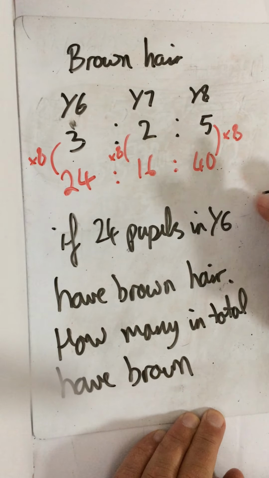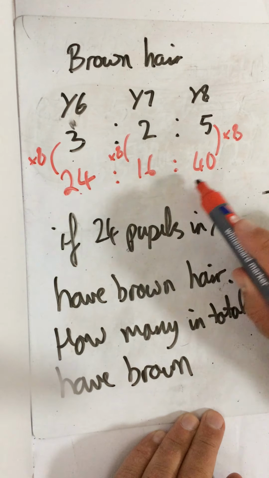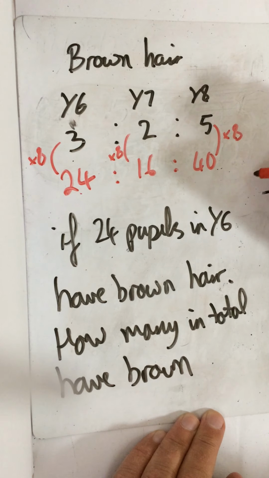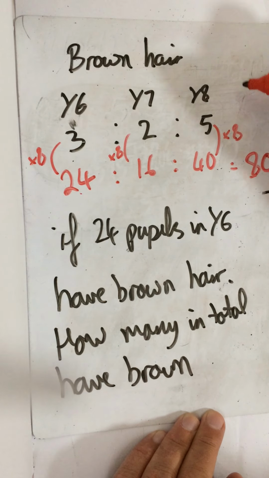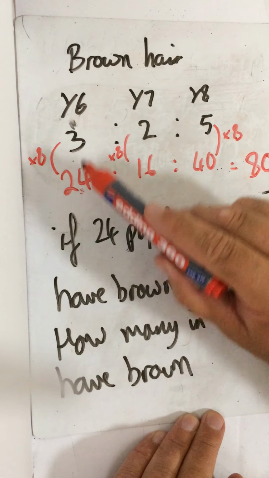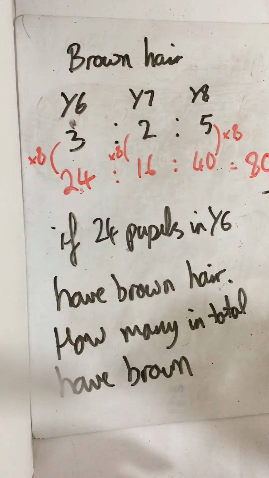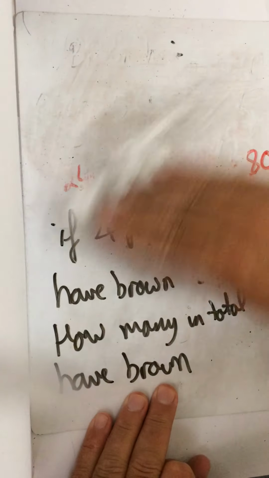So if we want to find how many in total have brown hair, we need to add these up, don't we? 80 people have brown hair. So we don't always need to find the total here. If it gives us the information just along one of these, we can work out how much we're expanding it by. Let's just do one more before we go to some word problem solving.